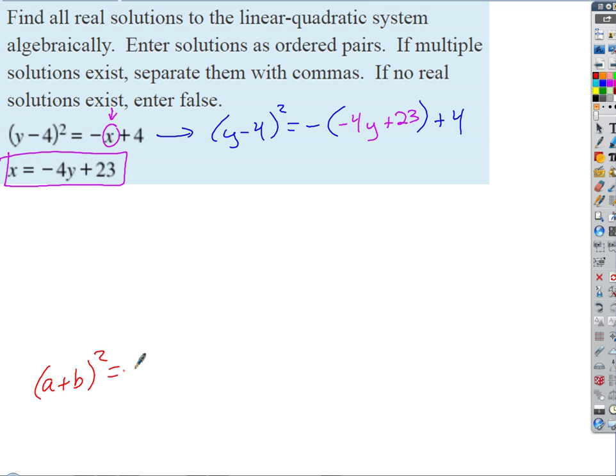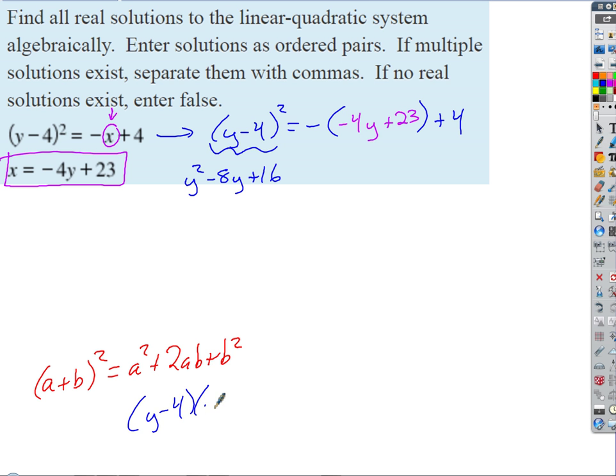(a + b) squared equals a squared plus 2ab plus b squared. Either way, this is just a lot quicker. That means this is just going to become y squared plus 2 times y times negative 4, which is minus 8y, plus negative 4 squared, which is 16. Or, like I said earlier, we could also just write it that way and distribute. Either way, we're going to get the same answer.